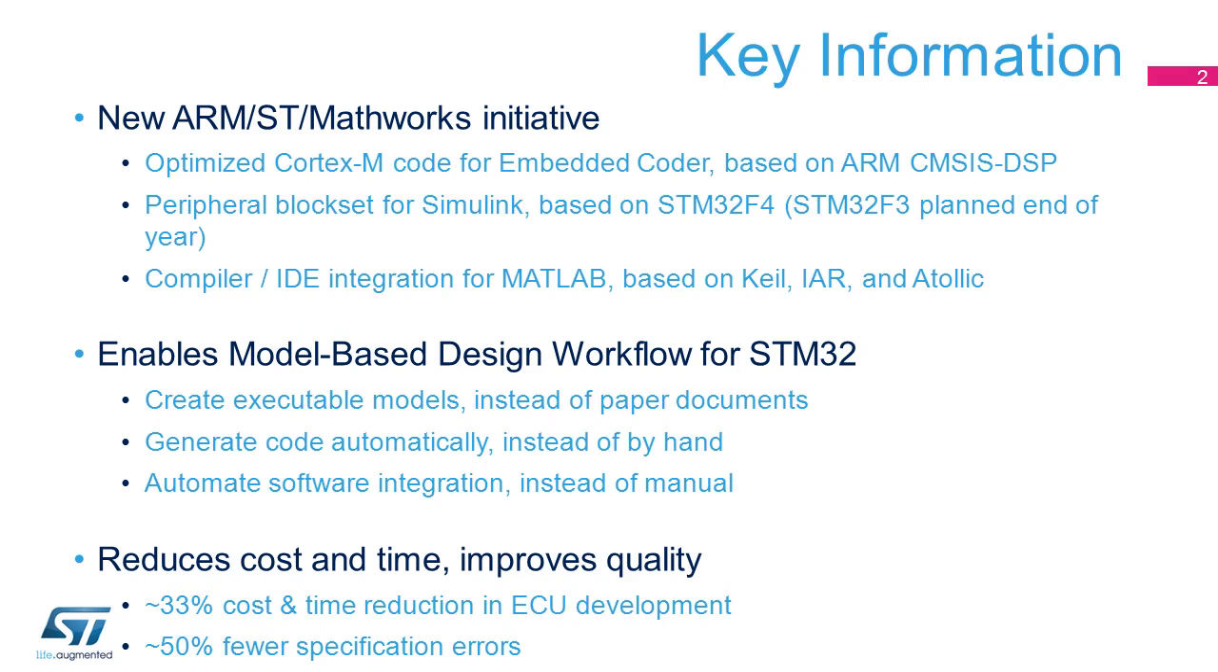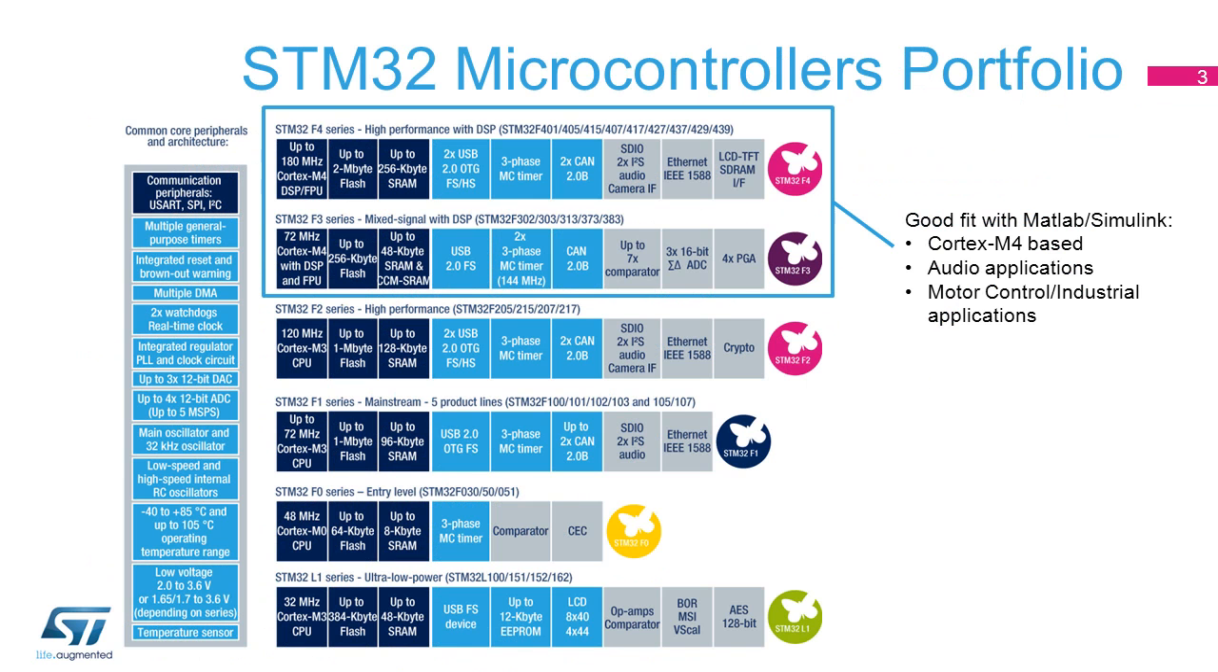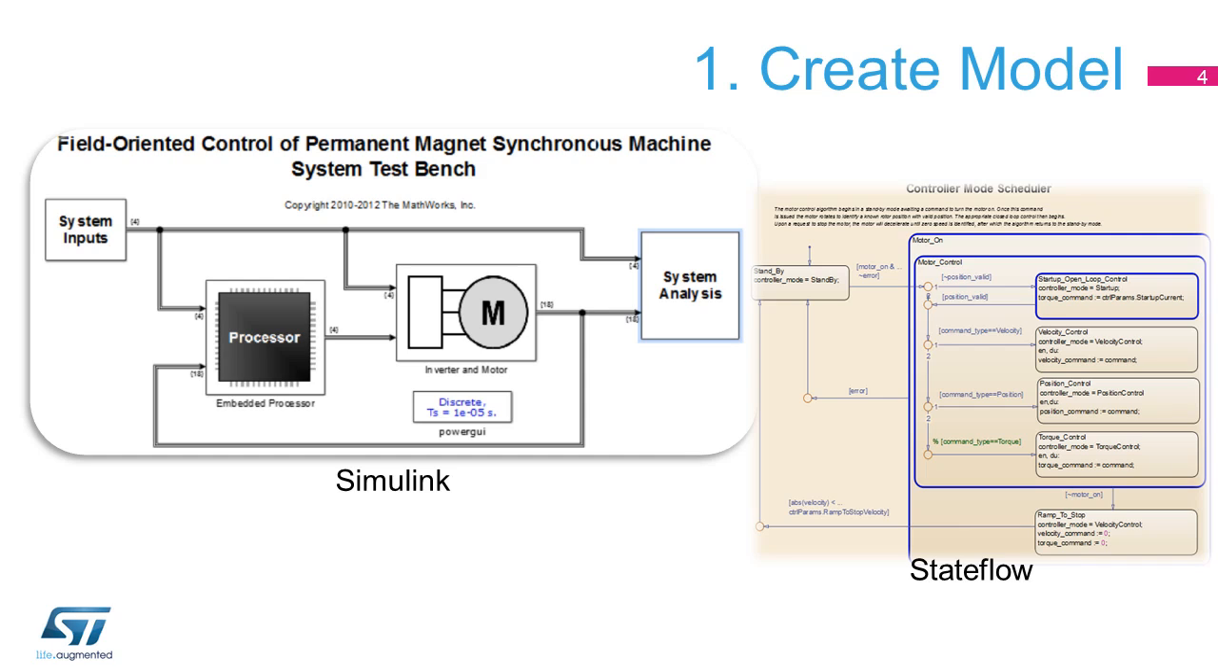This approach is bringing significant benefits in terms of quality, costs, and development time by proposing a step-by-step approach, switching progressively from simulation to really hardware-executed code. STM32 MCU portfolio is wide, with several series, all based on a common set of peripherals and architecture. We think this initiative with MathWorks and ARM is fitting well our F3 and F4 series, both using Cortex-M4 core with DSP instructions, and especially audio and motor control applications. Let's dive into the demonstration of this initiative.